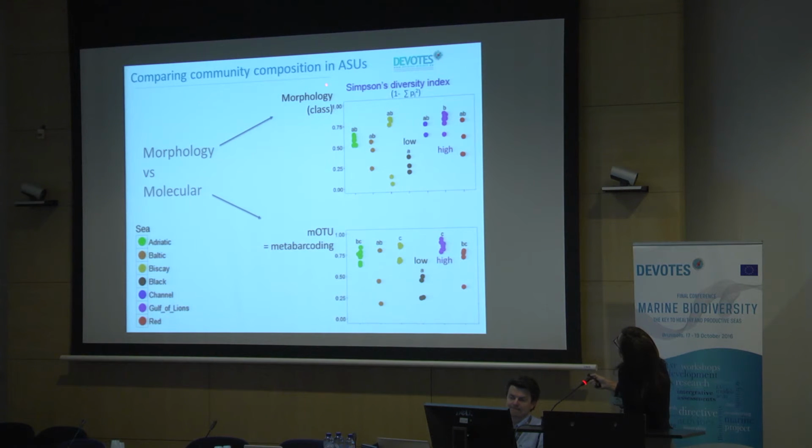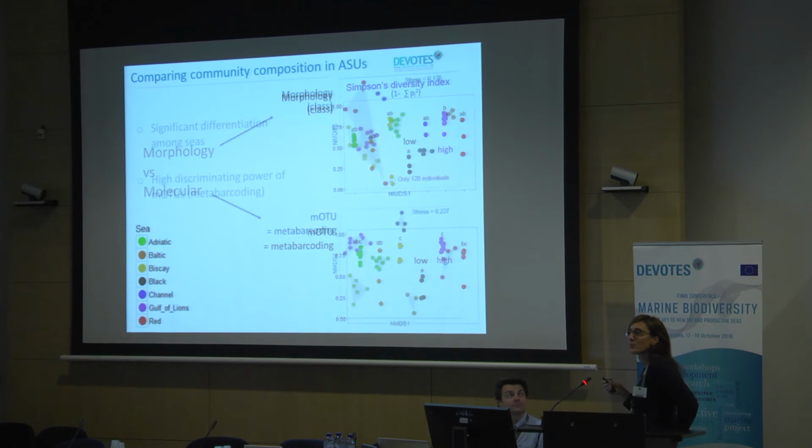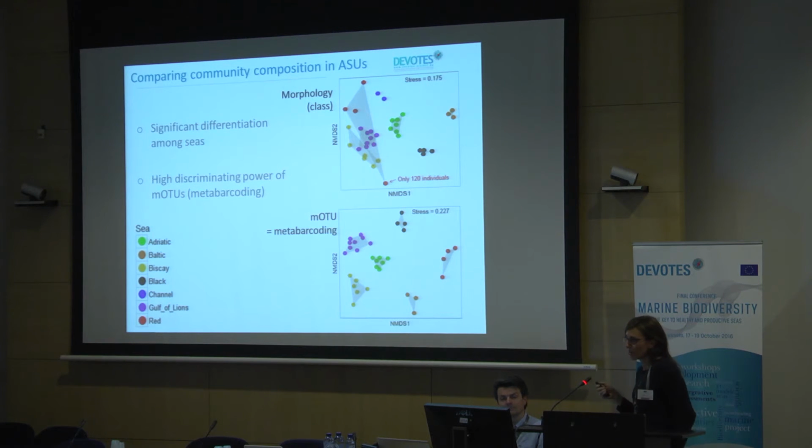In that slide, I illustrate the Simpson's diversity index. Up it's for morphology, and down it's for metabarcoding. In that case, the maximum diversity is observed in the Gulf of Lion, and the minimum one in the Black Sea. And the results are very comparable between morphology and molecular data, metabarcoding. Here it's a clustering analysis, multidimensional scaling, that illustrates that we distinguish the different seas very well, and even better with the metabarcoding than with the morphology.